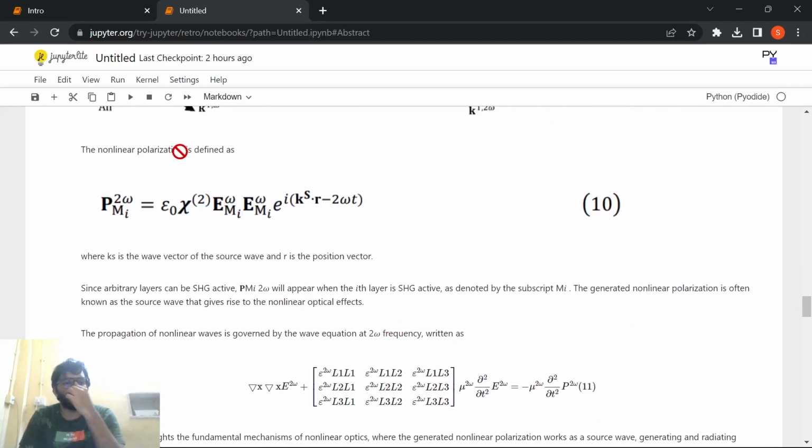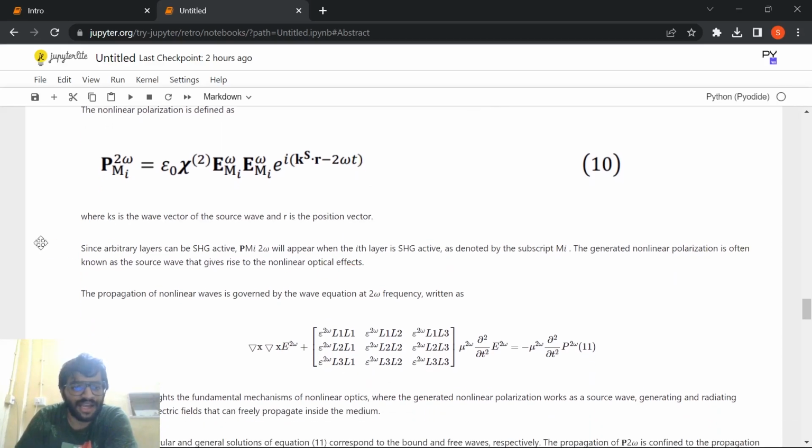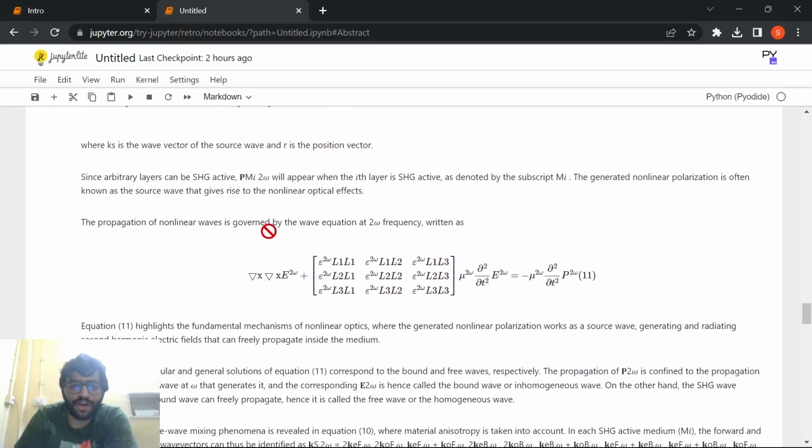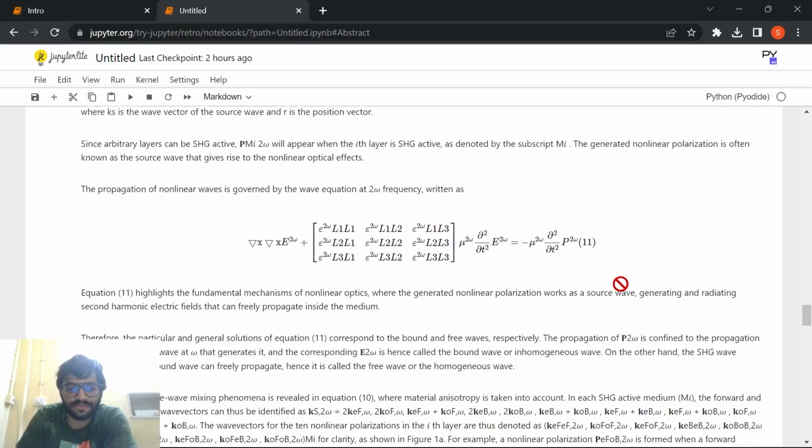And now we move to the nonlinear polarization, which is defined as P is equal to epsilon naught chi 2 E omega e raised to i(ks·r minus 2 omega t). Here ks is the wave vector of the source wave, r is the position vector. And since arbitrary layers can be SHG active, P2 omega can be 0 for different MIs. And the propagation of nonlinear waves is governed by the wave equation at 2 omega.